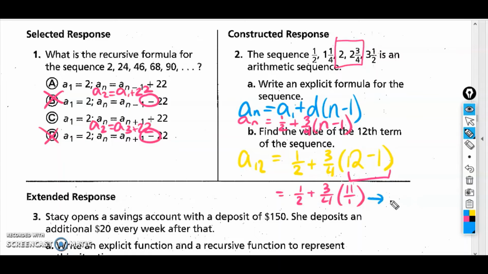So I'm going to move that over here. That would be 1/2 plus 3 times 11, which is 33, and then 4 times 1 is 4. Before you're allowed to add fractions, you do need to get a common denominator. So I would multiply this by 2 on top and bottom. I would get 2 over 4 plus 33 over 4, and you can leave it as an improper fraction, or you can change it to a mixed number, but it's easier if you leave it as an improper fraction.